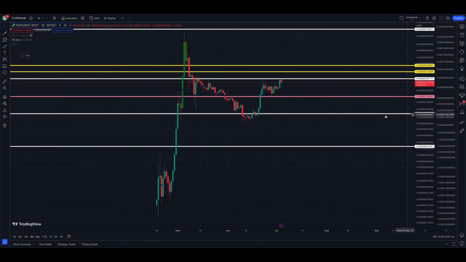Not every day can be a green day. We are not down much, but if we start to pull back too aggressively, the bears could start to take control. But right now, it's the bulls for Pepe and for Bitcoin.